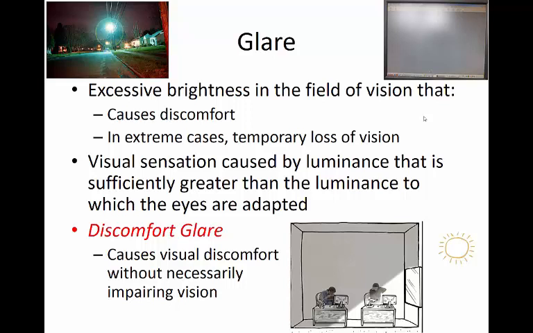Now, within glare, we have a classification we call discomfort glare. Discomfort glare causes visual discomfort without necessarily impairing our vision. It makes it tough to see, but we can still see. A good example of that would be the discomfort glare we get from a street light, okay? Or glare in this sense, where it's not masking out our whole screen, but it does make it a little difficult to do our work.